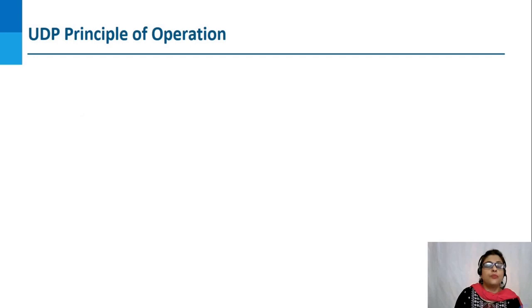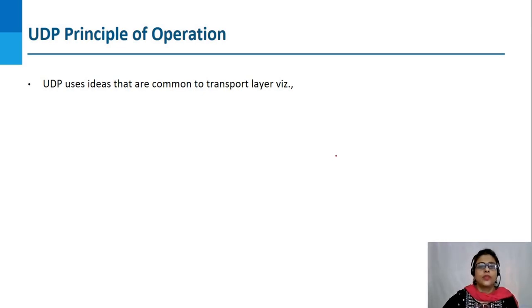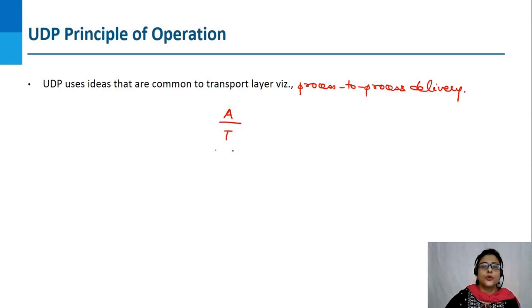What is the UDP Principle of Operation? UDP uses ideas that are common to the transport layer. For example, process-to-process delivery. If you recall, we have the application layer, then the transport layer, then the network layer, after that the data link layer. After that, it is the physical layer. So UDP works at the transport layer.